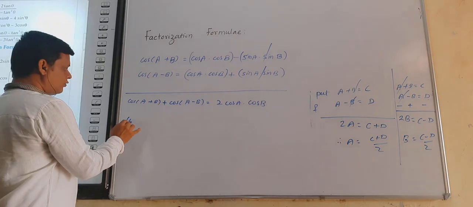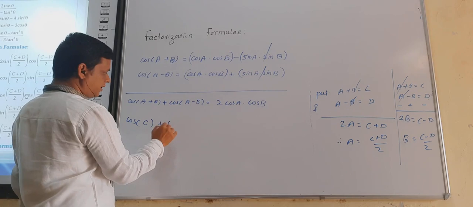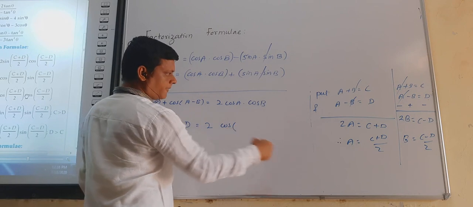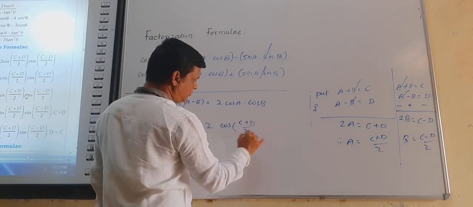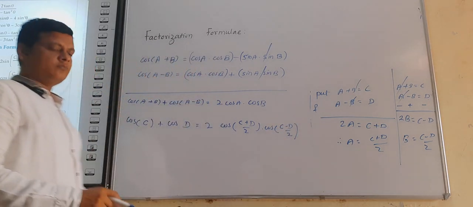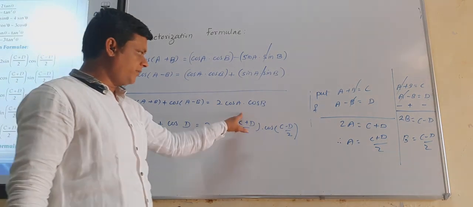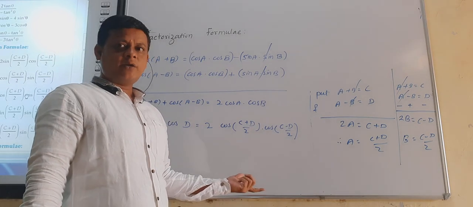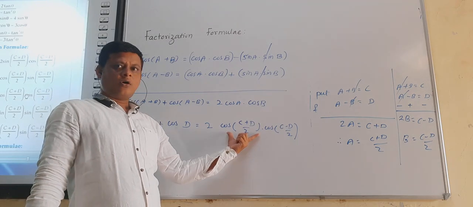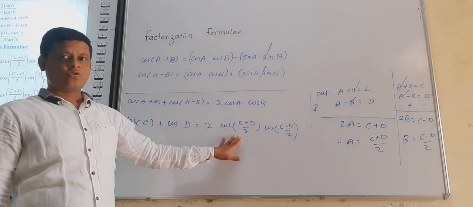Now substitute the values: a plus b we replace by capital C, a minus b we replace by D. So 2 times cos of a is c plus d by 2 and b is c minus d by 2. So cos c plus cos d, we remember, equals 2 times cos c plus d by 2 into cos c minus d by 2. That means in cos c plus cos d, we get both ratios of type cos. If we subtract, then we get both ratios of type sin.